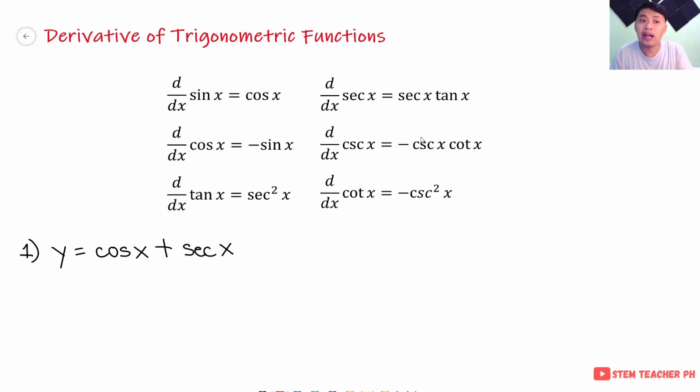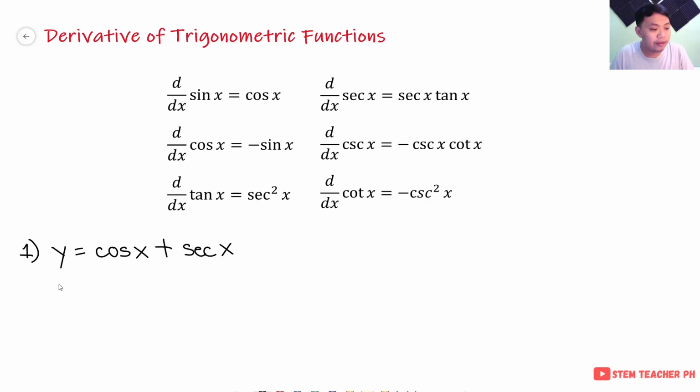Pagdating sa pagkuha ng derivative ng trigo functions, medyo crucial na sa ulo natin siya. Pero as we go along with our discussion, ipapakita ko pa rin naman yung formulas para meron tayong guide. So let's start with the easy ones. We will be getting the derivative of y is equal to cosine of x plus secant of x. Since yung cosine of x tsaka ang secant of x is separated by addition, we can get their derivative separately.